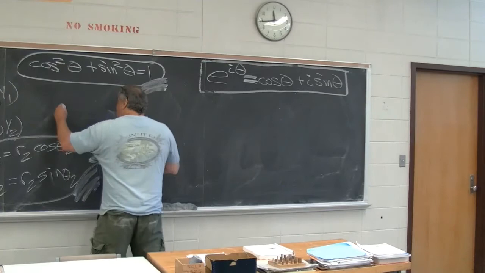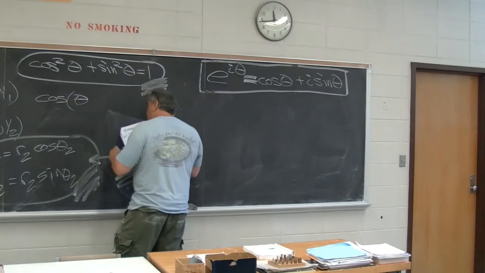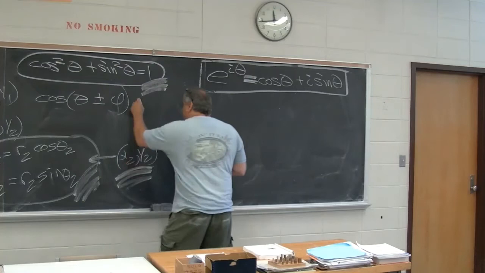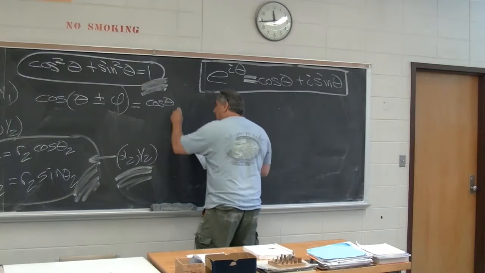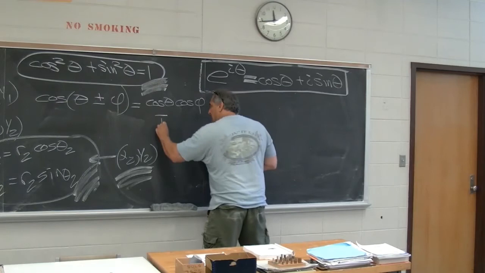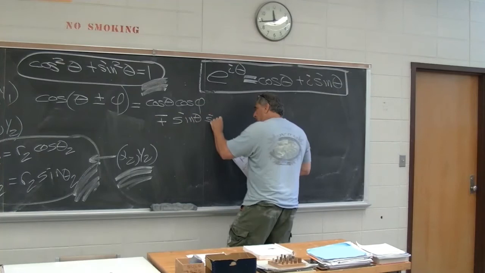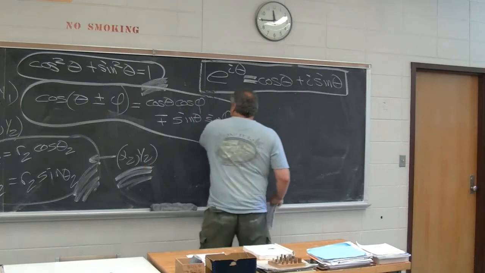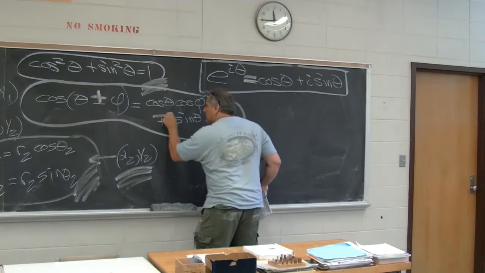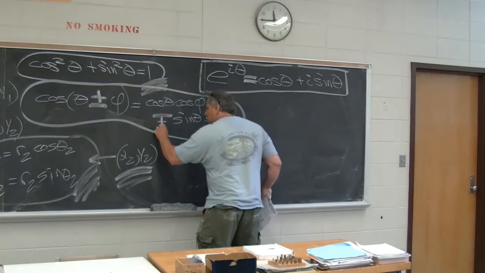We've got the cosine of the quantity theta plus or minus phi, two Greek letters, depending on which one it is, equal to cosine theta cosine phi, minus plus sine theta sine phi. Quite a bit to say. So if you want to talk about a plus situation, you're going to use the minus right here. If you're going to talk about the minus situation, you're going to use the plus right here. That's all it means when they give you something.